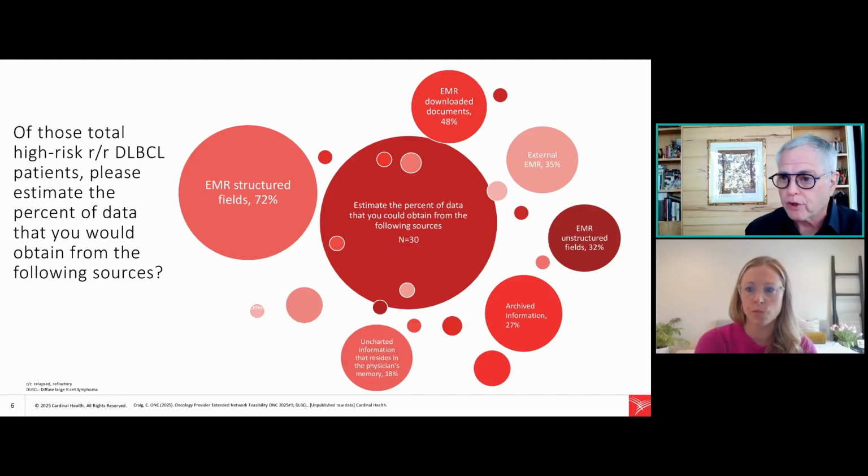So there's that which is structured. There's that which is in the narrative, which is unstructured. There's that which may be in some sort of file, often a PDF. That could be a next-gen sequencing report. It could be an external pathology report.